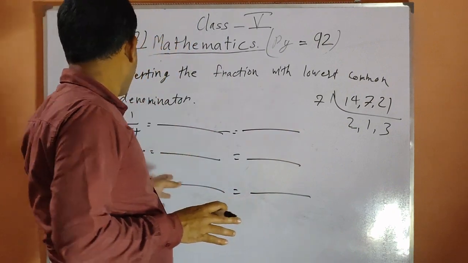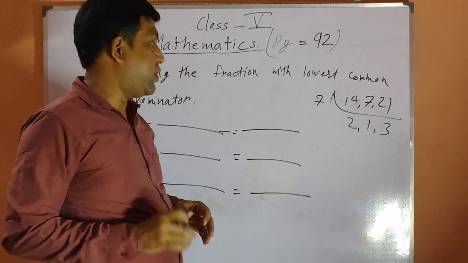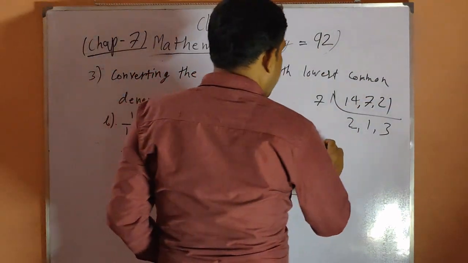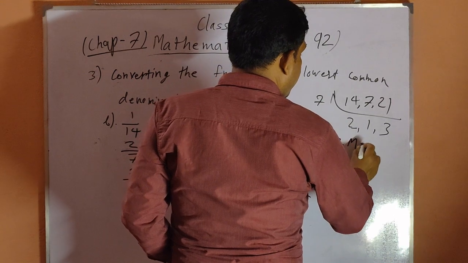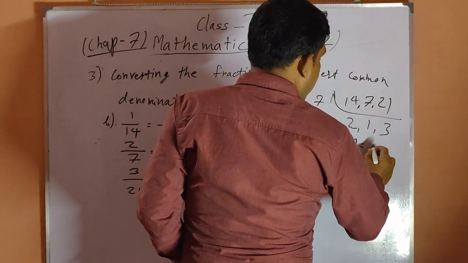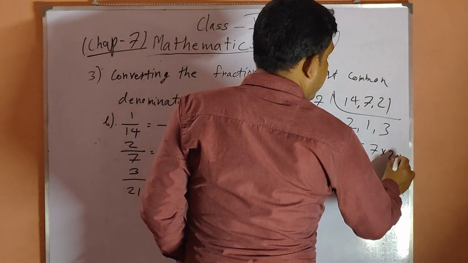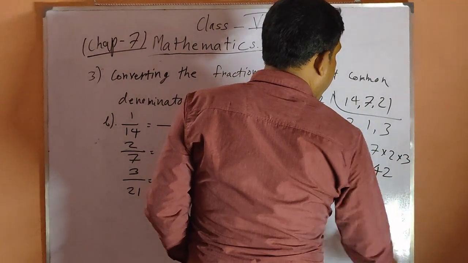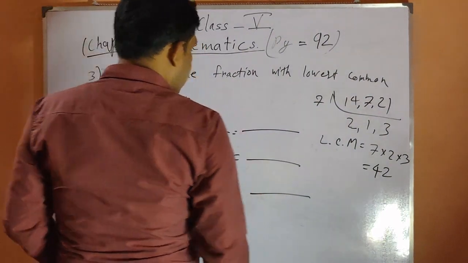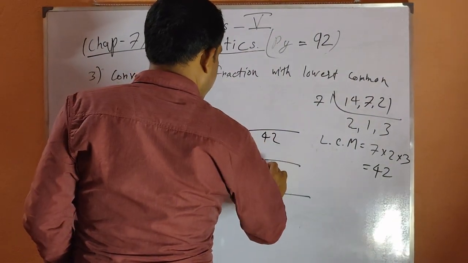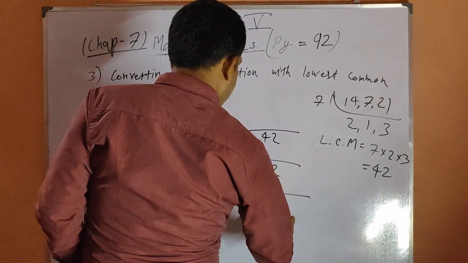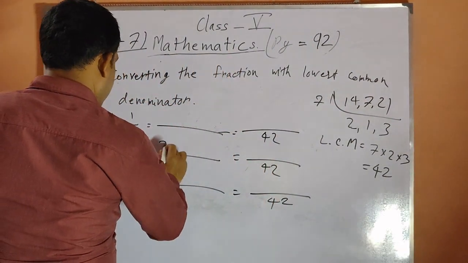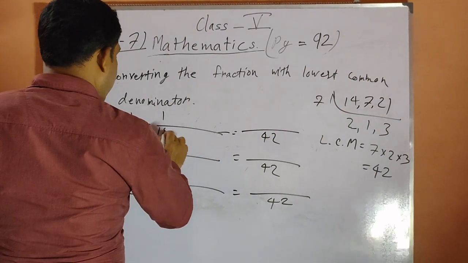Okay, that means 1 by 14, 2 by 7 and 3 by 21. That means 14, 7 and 21. You get the LCM. What will be the LCM? That means 7 into 2 into 3, that means 42. Okay, 42 is the LCM. If you write here 42, now 3 by 21, 2 by 7, 1 by 14.